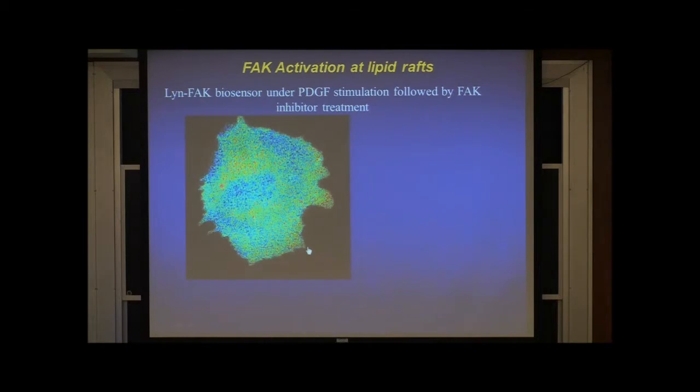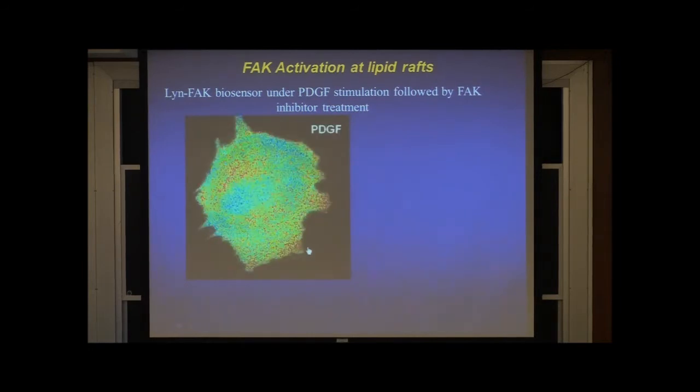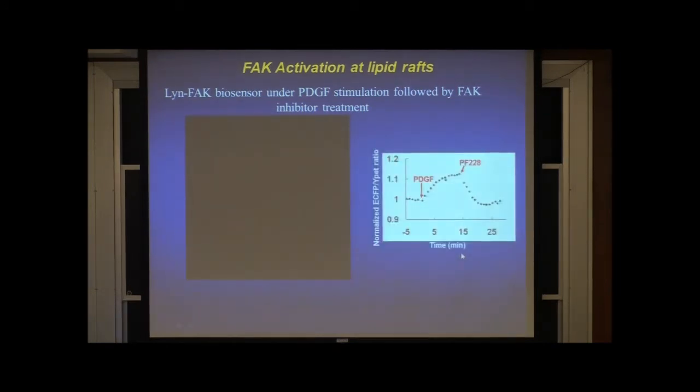We further use an inhibitor, specifically inhibiting focal adhesion kinase. As you can see, we can stimulate focal adhesion kinase activity in the lipid rafts. And then if we drop in the inhibitor for focal adhesion kinase, you can see it turn into blue, right? Clearly suggesting all the signal we observe is specifically due to the focal adhesion kinase activities, not non-specific signals, okay?